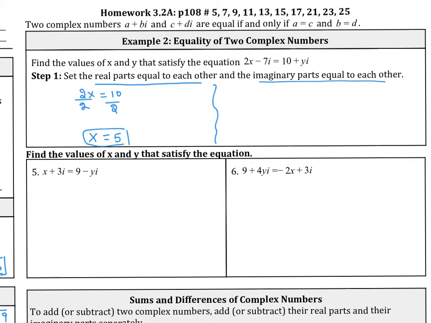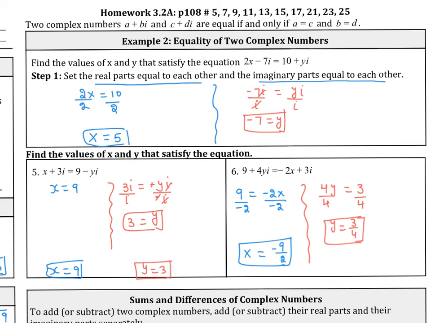Now we're going to equate the imaginary parts, so we have negative 7i equals yi. Divide both sides by i to isolate y. You're going to get negative 7 equals y, so y equals negative 7. You're going to try numbers 5 and 6 and match the answers.